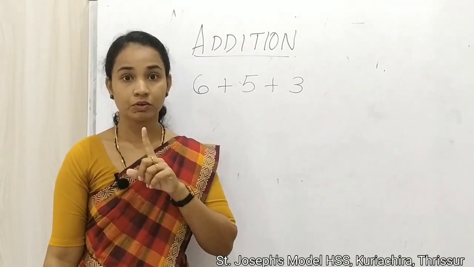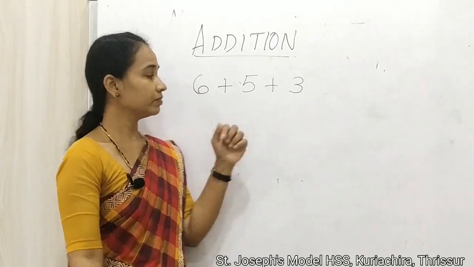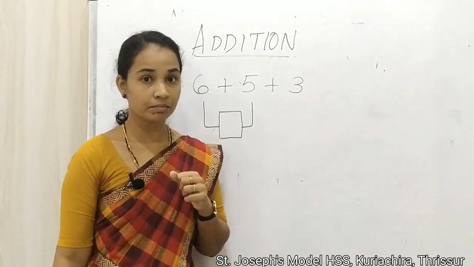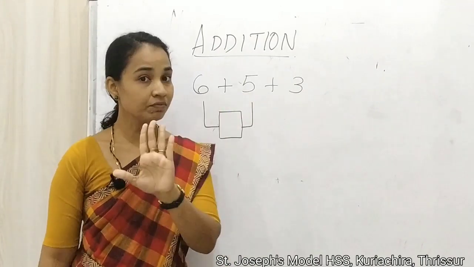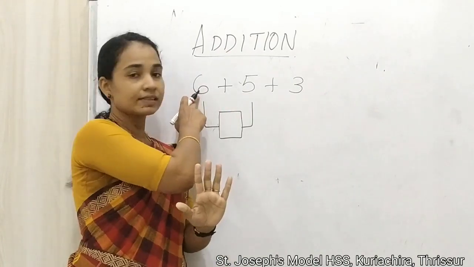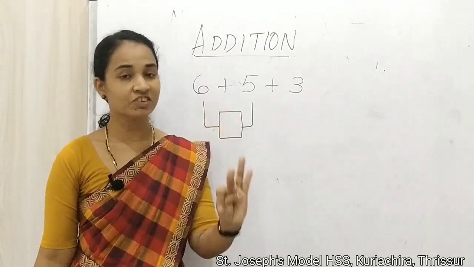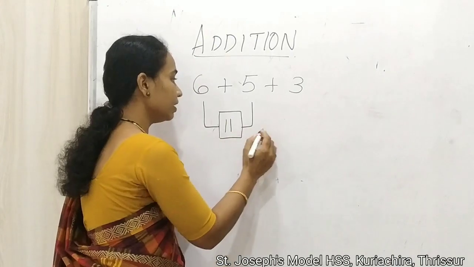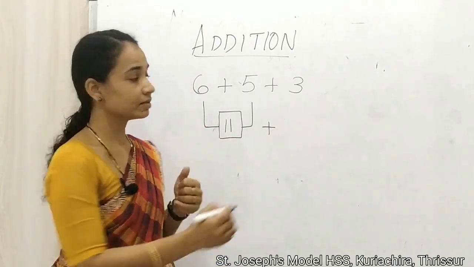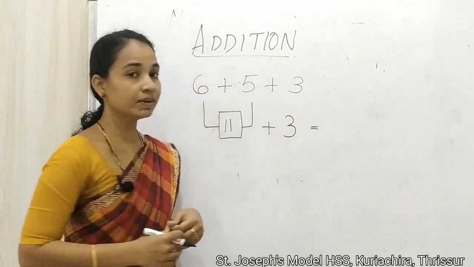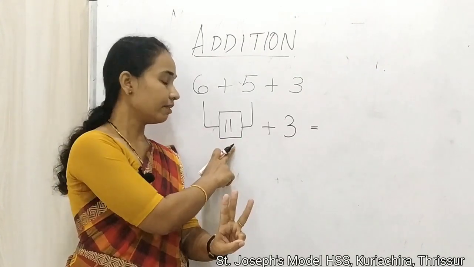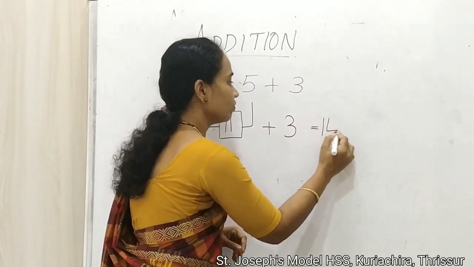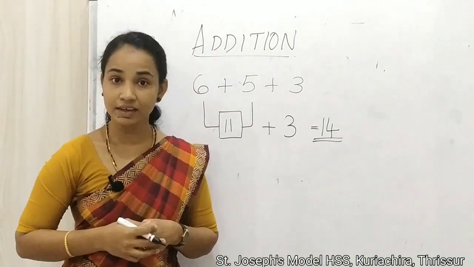One more example. 6 plus 5 plus 3. Here also, first we want to add 6 and 5. 6 plus 5. So, which is the small number? Yes, 5. So, take 5 fingers. Yes. Now, 6 after 7, 8, 9, 10, 11. So, 11. Then, 11 plus 3. So, how many fingers? 3 fingers. Then, 11 after 12, 13 and 14. So, 14 is the answer. Is it clear for you?